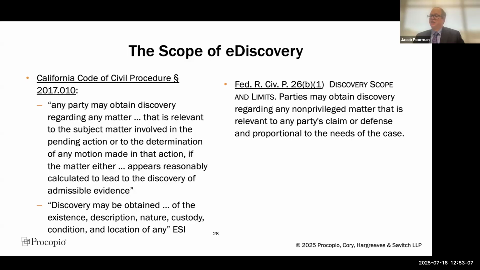Section 2017.010 specifically notes that discovery may be obtained of the identity and location of persons having knowledge of any discoverable matter, as well as the existence, description, nature, custody, condition, and location of any electronically stored information. Pursuant to Federal Rule of Civil Procedure 26(b)(1), parties may obtain discovery regarding any non-privileged matter that is relevant to any party's claim or defense and proportional to the needs of the case, considering those proportionality factors that we discussed earlier.